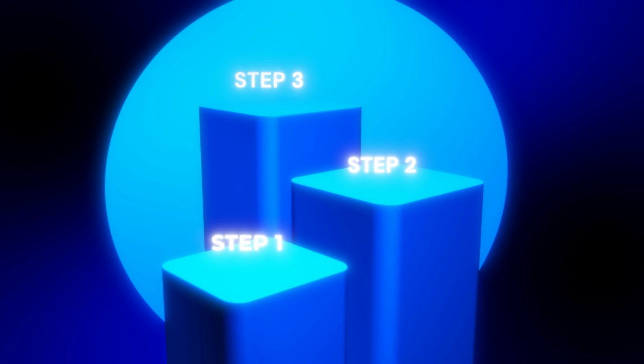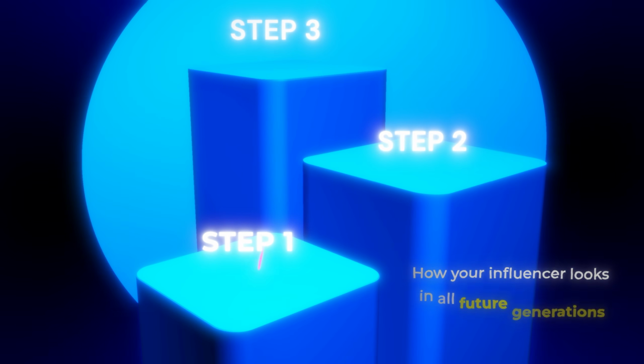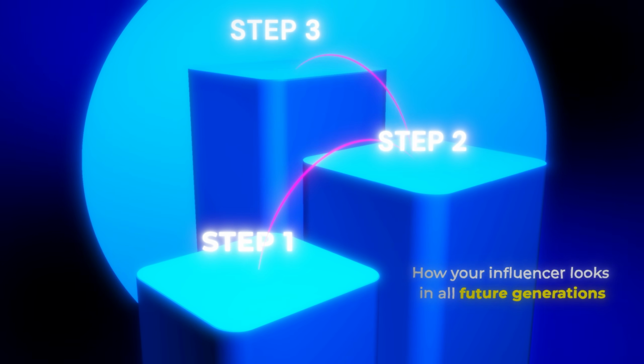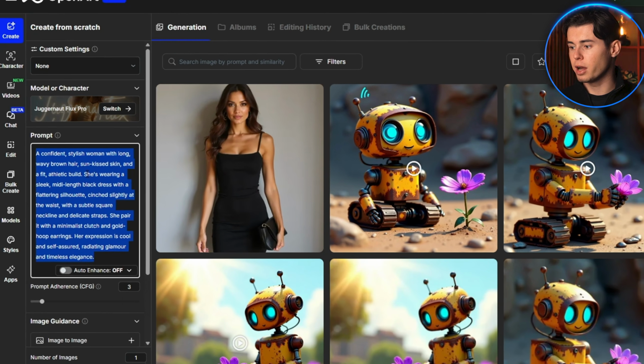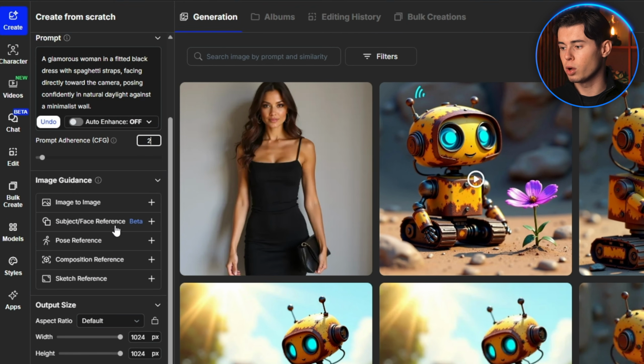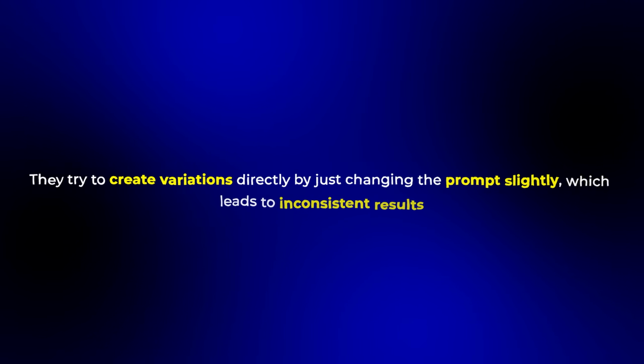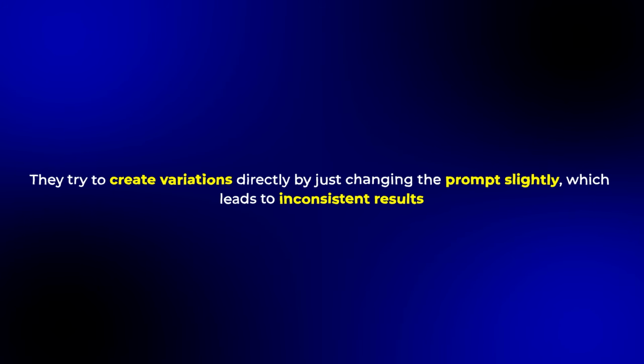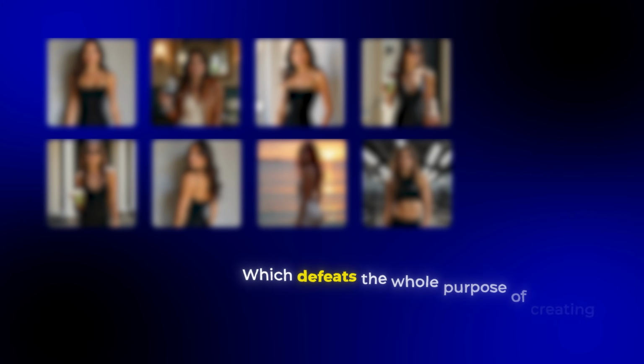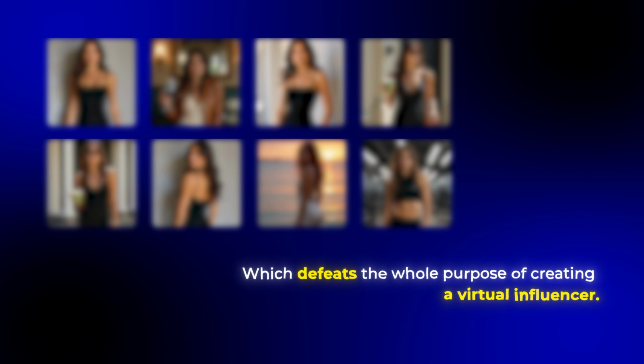This is a crucial step because this image will determine how your influencer looks in all future generations. Take your time here. If none of the options are perfect, try adjusting your prompt and generating again until you get something you're happy with. Now, here's where most people go completely wrong. They try to create variations directly by just changing the prompt slightly, which leads to inconsistent results. The character ends up looking different in every image, which defeats the whole purpose of creating a virtual influencer.